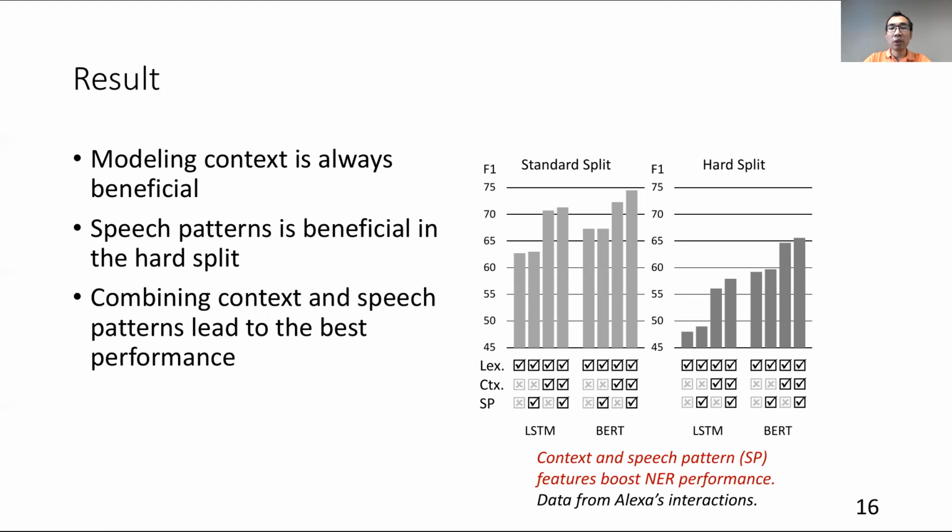Adding speech pattern features did not lead to notable changes in F1 score when testing on the standard split. However, when testing on the hard split, the gap between using and not using speech pattern features is more noticeable. This is perhaps unsurprising, since the number of shared named entities between the standard split training and test sets is quite high. So exploiting complementary features like speech patterns may be less beneficial. In all setups, combining speech pattern features with context resulted in the highest F1 scores.